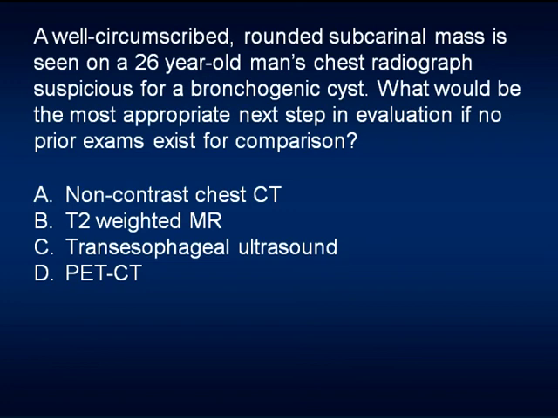So, we have the results. And the correct answer is T2-weighted MR. Again, it avoids confusion with proteinaceous or hemorrhagic lesions and avoids the use of ionizing radiation. Transesophageal ultrasound requires sedation, is usually reserved for intervention. PET-CT shouldn't be used for a benign lesion at the top of your differential diagnosis, and non-contrast CT can sometimes be confusing because of proteinaceous lesions.